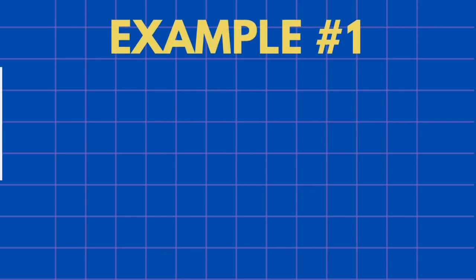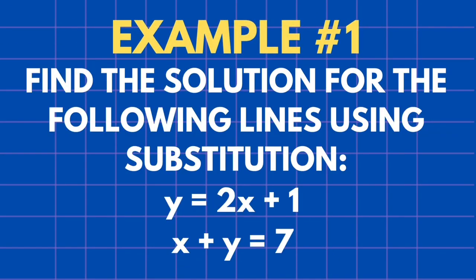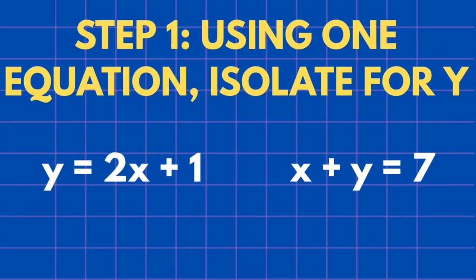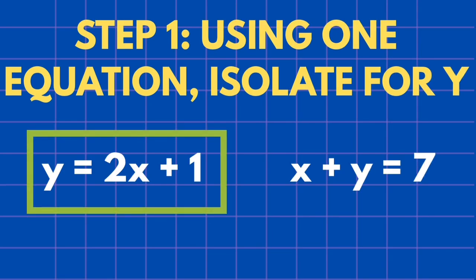Let's move on to our first example. Find the solution for the following lines using substitution. y equals 2x plus 1 and x plus y equals 7. First step is to isolate for y in one of our equations. In our case, our first equation already has y by itself. That's perfect because it tells us exactly what y equals, which is 2x plus 1.